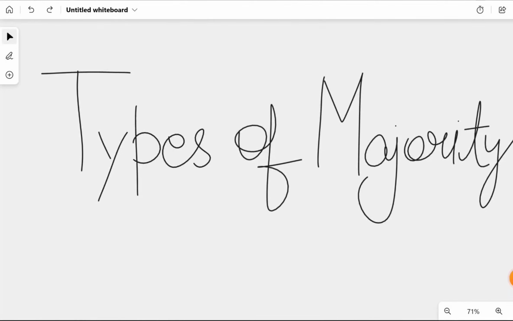Today we will be covering types of majority. Basically, I have made this video to provide short notes on the various types of majorities that we use in Indian polity.